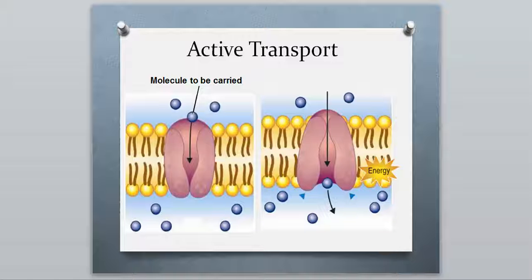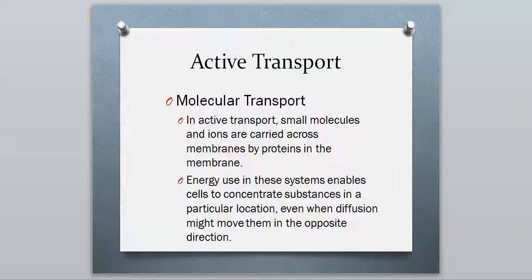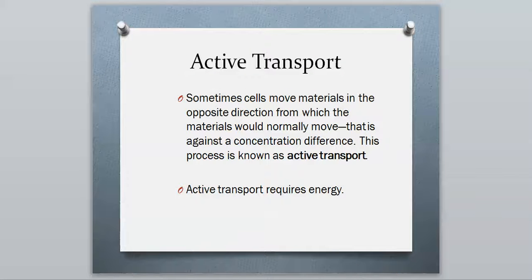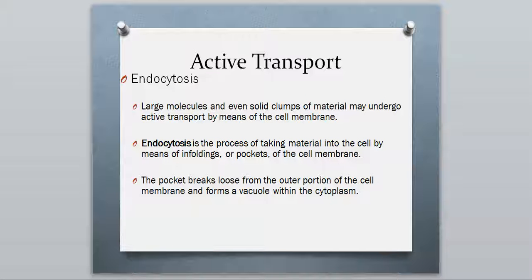It requires energy. And we have two types of active transport. The first type we're going to talk about is called endocytosis. Large molecules and even solid clumps of material may undergo active transport by means of the cell membrane. Endocytosis is the process of taking material into the cell by means of enfoldings or pockets of the cell membrane. The pocket breaks loose from the outer portion of the cell membrane and forms a vacuole within the cytoplasm.